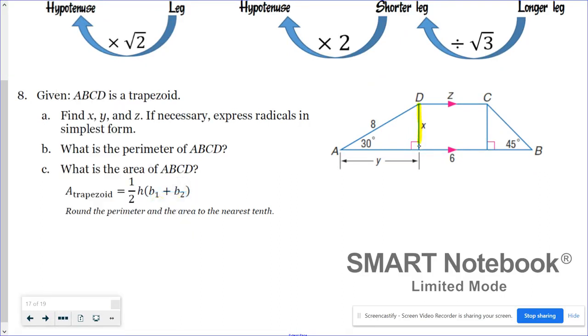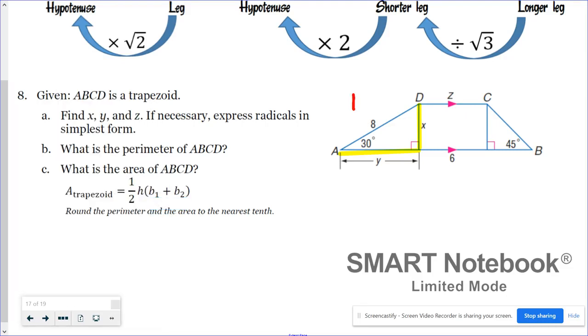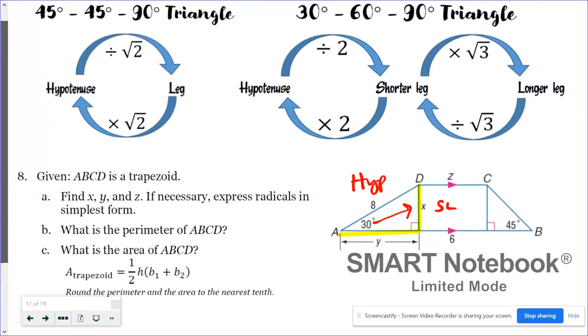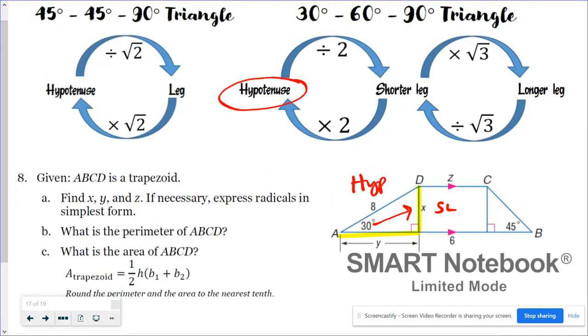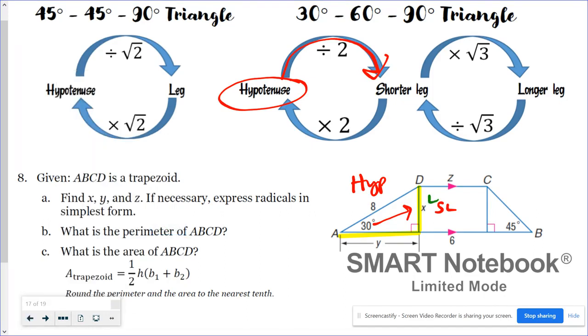Notice that X and Y are both sides of my 30, 60, 90 triangle there. And in that 30, 60, 90 triangle, I know the hypotenuse is 8. X is opposite the 30-degree angle, making it the short leg of my 30, 60, 90 triangle. So I know the hypotenuse. I can divide by 2 to get the shorter leg. So if I do that, 8 divided by 2 is 4.